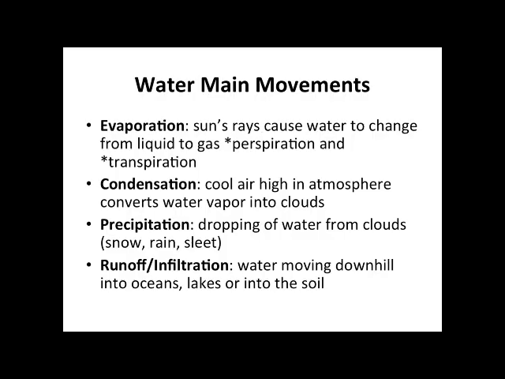Those clouds can go through processes of snow, raining, or sleet. That's called precipitation, water falling from the sky. That water has two possibilities. It can run off back into the ocean to be recycled again, or it can actually infiltrate into the ground. So go into the groundwater, where it can also evaporate back out at some point or be removed by humans.